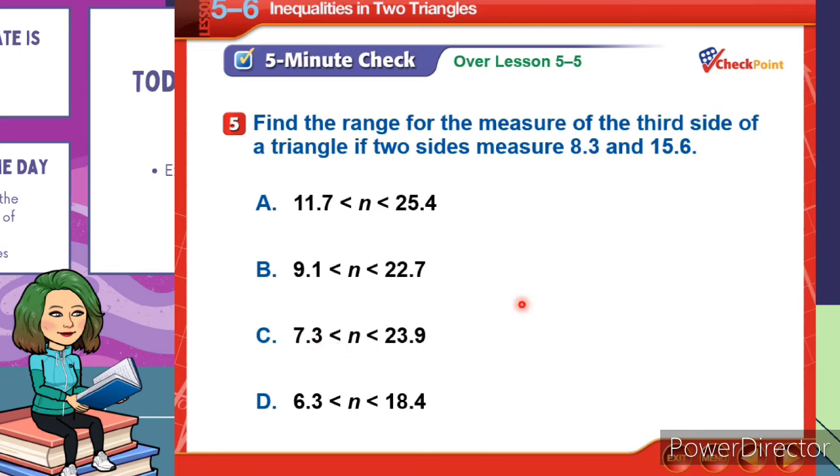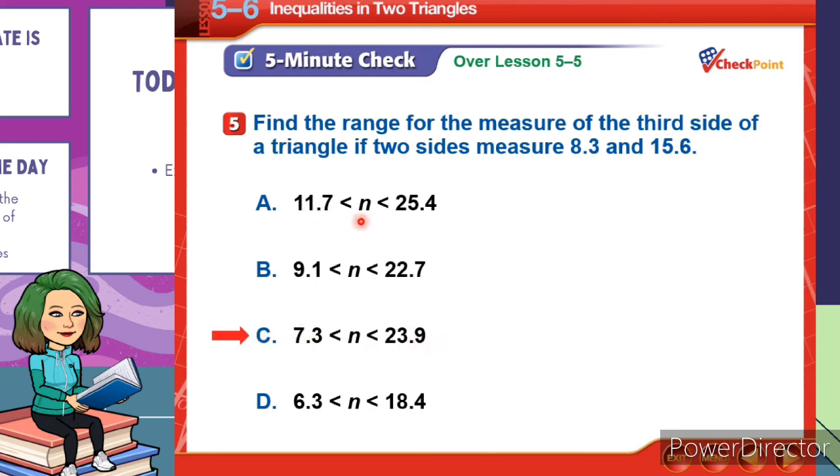7.4 plus 8.3 is 15.7. Pwede. Kasi 15.7 is greater than 15.6. Try natin. So, letter C is the best answer.